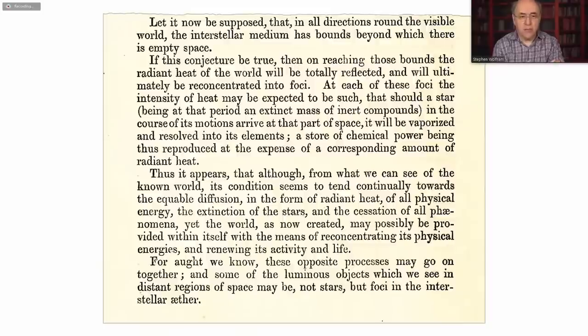Thus it appears that although from what we can now see of the known world, its condition seems to tend continually towards the equable diffusion in the form of radiant heat of all physical energy, the extinction of the stars and the cessation of all phenomena, yet the world as now created may possibly be provided within itself with a means of reconcentrating its physical energies and renewing its activity and life. For aught we know, these opposite processes may go on together, and some of the luminous objects which we see in distant regions of space may be not stars, but foci in the interstellar ether.